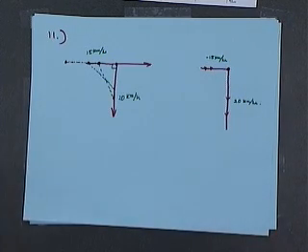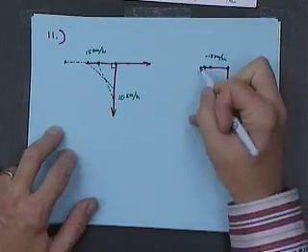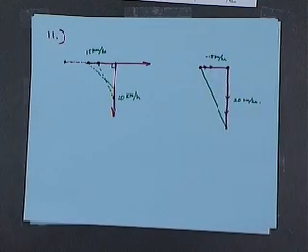So we want to kind of freeze some particular instant in time. We don't know exactly when they will be closest together. But let's say it's when this boat is here and this one is here. Now, what do we know about the diagram to this point?